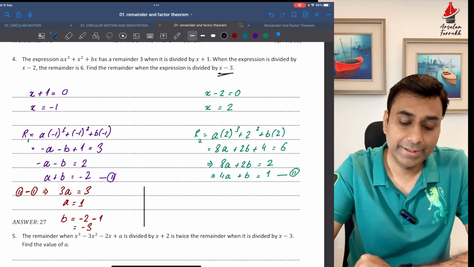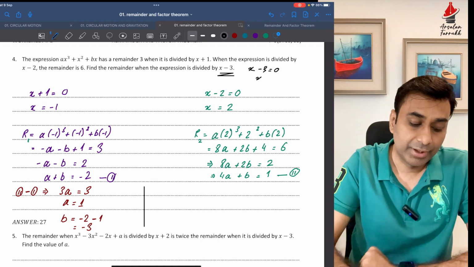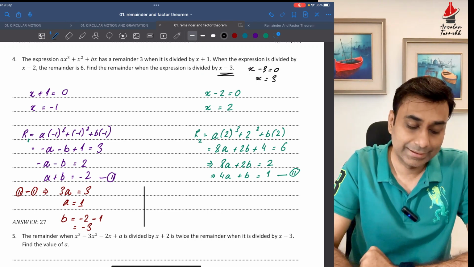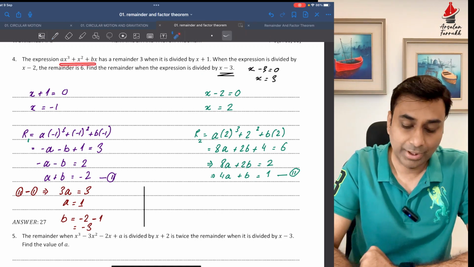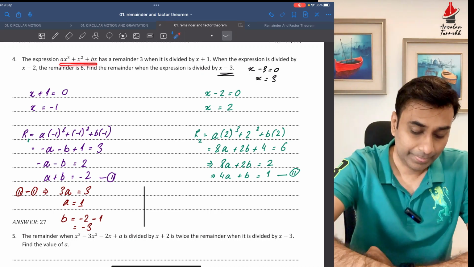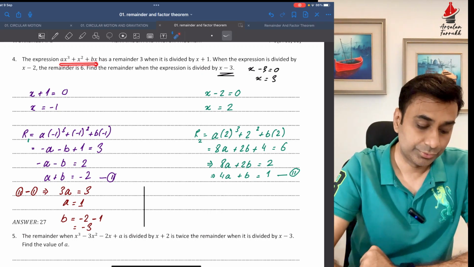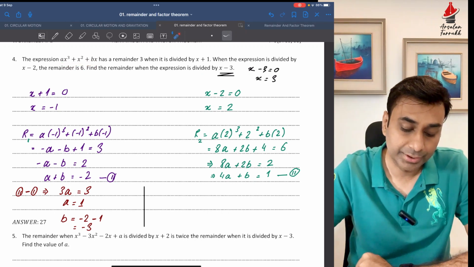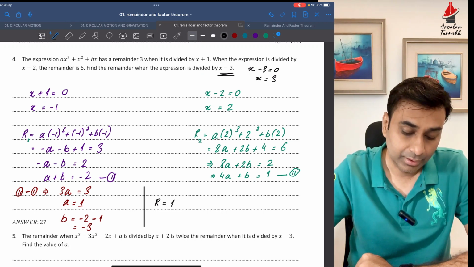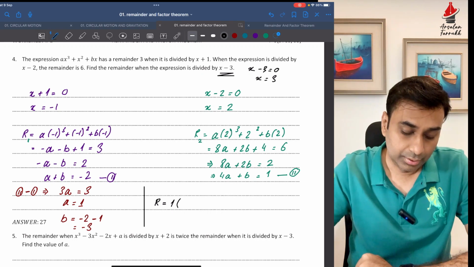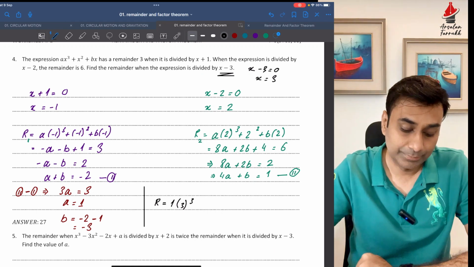When x minus 3 is equated to 0, the value of x is 3. So the remainder will be, when I put x as 3 in this expression, b as minus 3, and a as 1. So I'm just going to do that, and then I'm going to find out the remainder. That's going to be my answer. So a is going to be 1, x cube is going to be 3 cube plus 3 square plus b, which is minus 3 times 3.